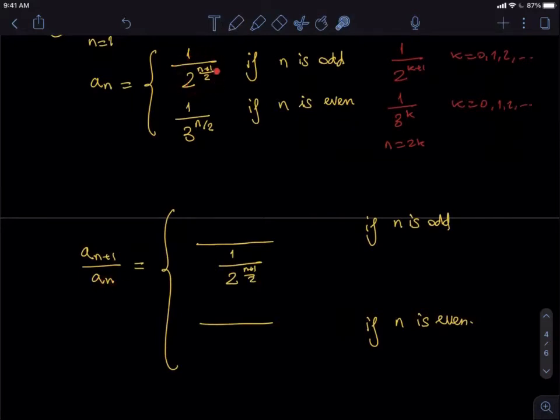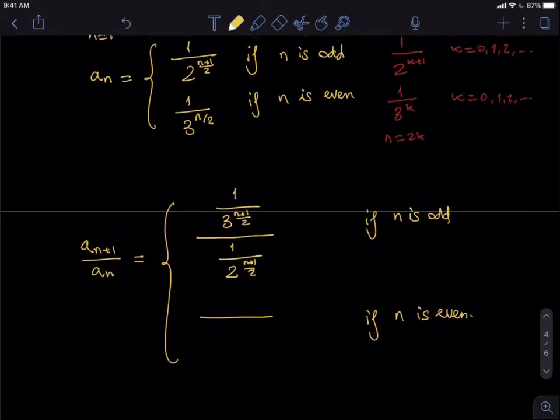so it's of this form. So I put it here. And then if n is odd, n plus 1 is even. So 1 over 3, and then instead of n, I put n plus 1, which is even, divided by 2. And now if n is even, then I'm dividing by 1 over 3 to the n over 2. And in this case, n plus 1 is odd. So 1 over 2 to the (n plus 1) over 2. And that's it. Here we can simplify it. So this is 2/3 to the (n plus 1) over 2.